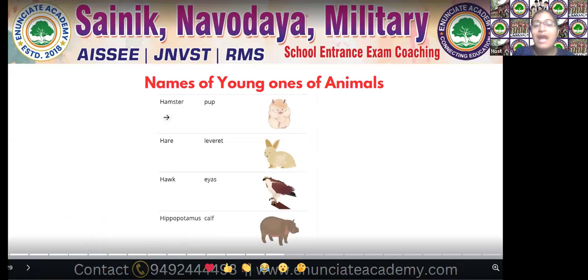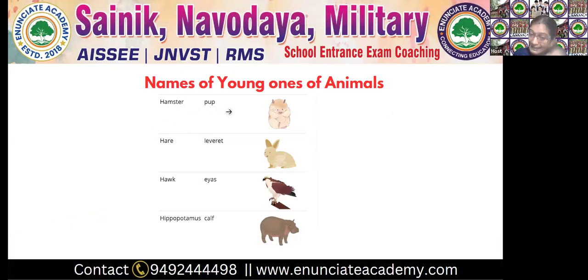The young one of a hamster. This is a pet animal. It looks like a mouse, a tailless mouse. The young one of a hamster is called a pup. And the young one of a hare is called a leveret.